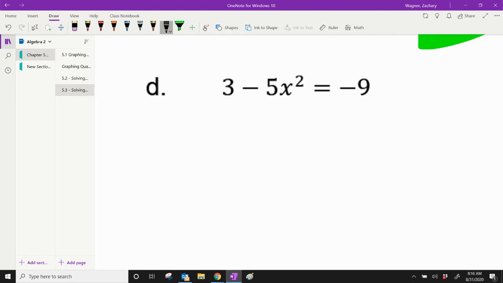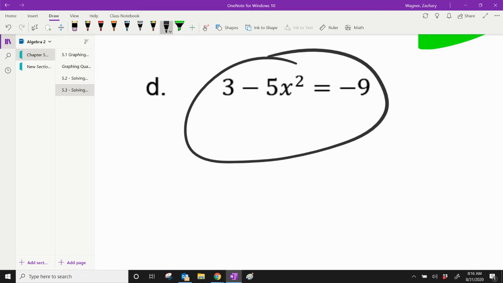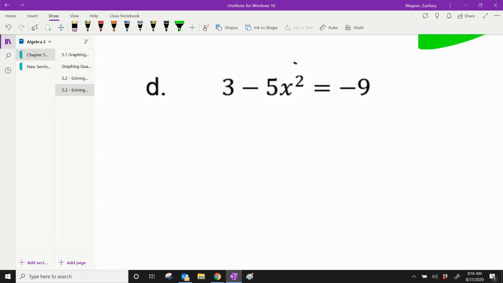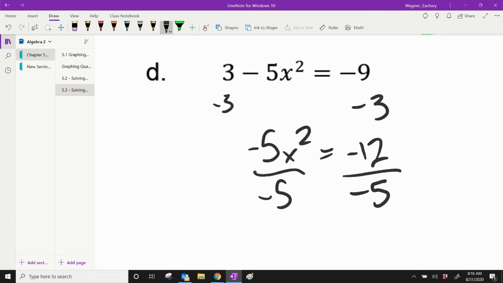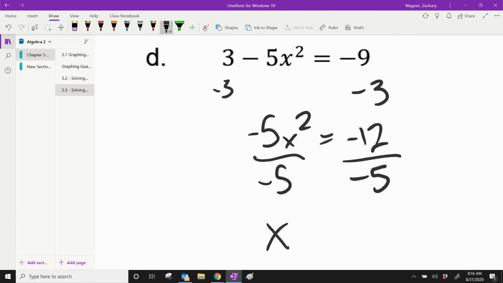We move on. This one, make sure we're doing the same exact process, but we are going to have to eventually divide by that -5. Do not drop that -5 during this. Once you subtract that 3, -9 minus 3 is -12. Just like this. Divide by -5 on both sides. What you're left with, x squared equals -12 divided by -5 gives me positive 12/5.